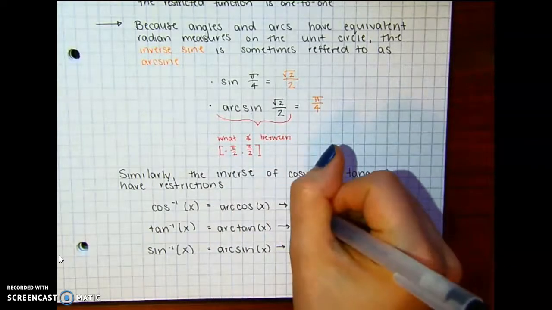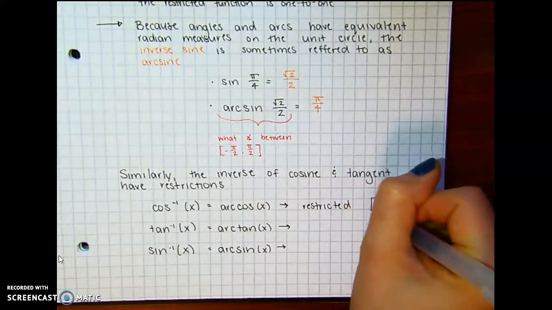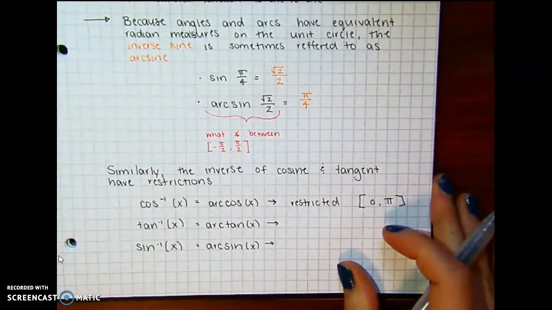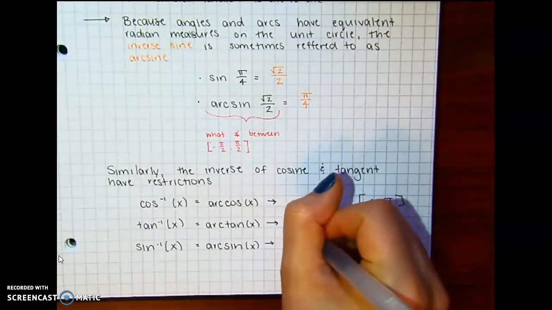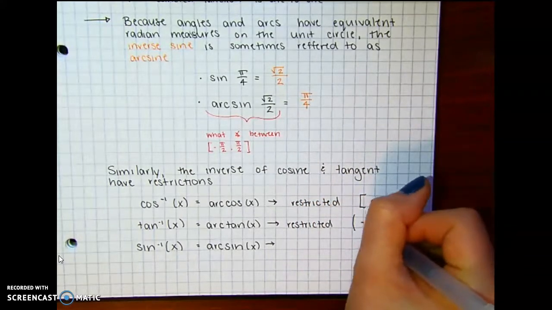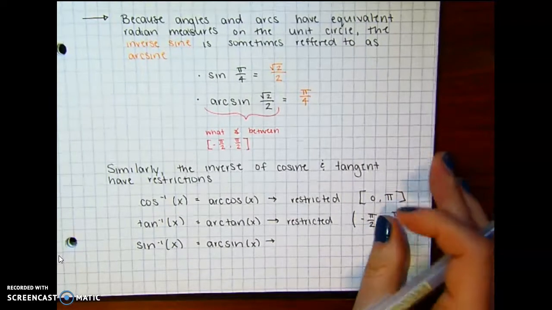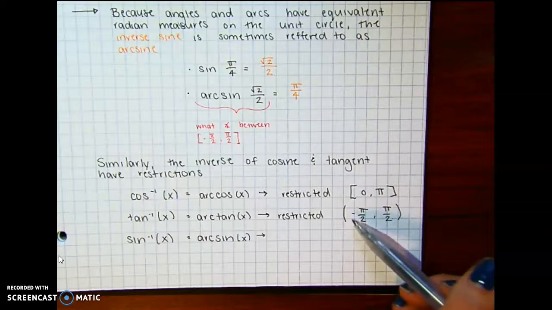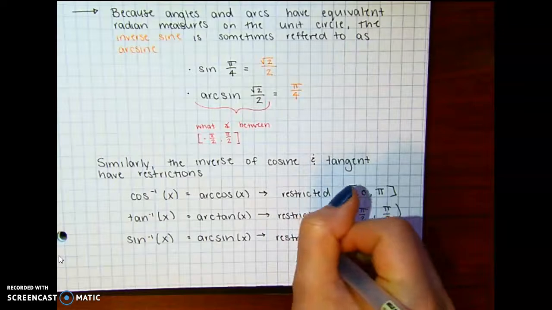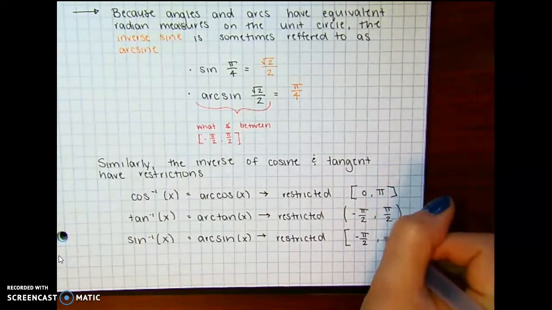And cosine is restricted from 0 to pi, so quadrant 1 and 2. Tangent is restricted with soft brackets from negative pi over 2 to pi over 2. And it's soft brackets because it's undefined at these two values, right? So we know it's undefined. And then the restriction for sine we've already talked about, but I'm going to write it again. So hard bracket, negative pi over 2 to pi over 2.